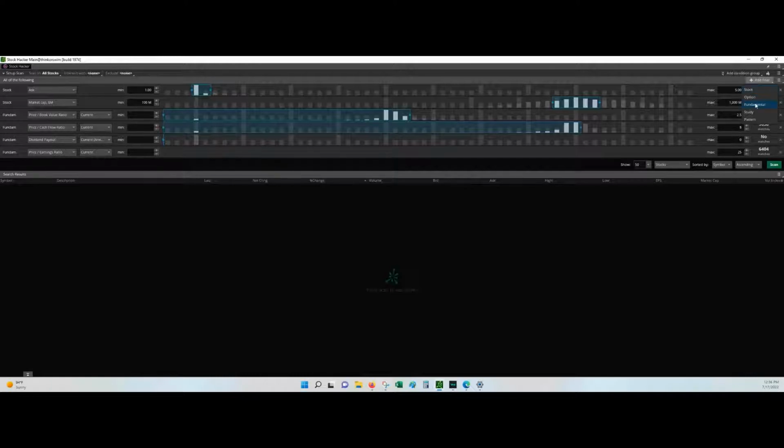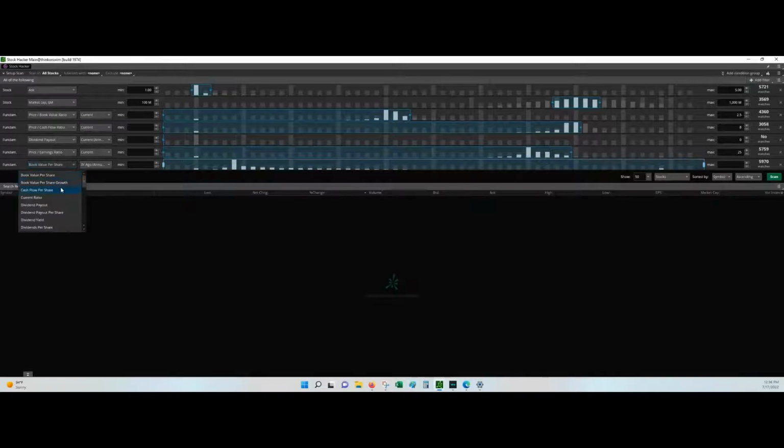And then another fundamental we're going to add is return on equity. Here we are. And this one we want it to be current and annual. And the maximum we're going to go here is 14.